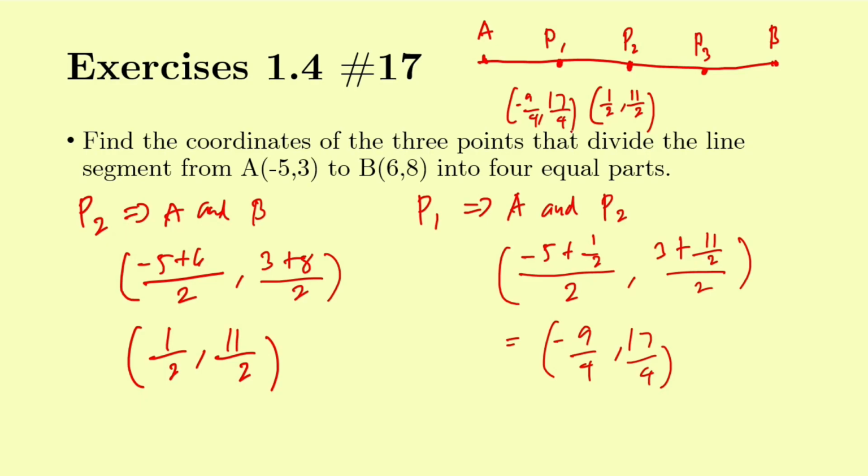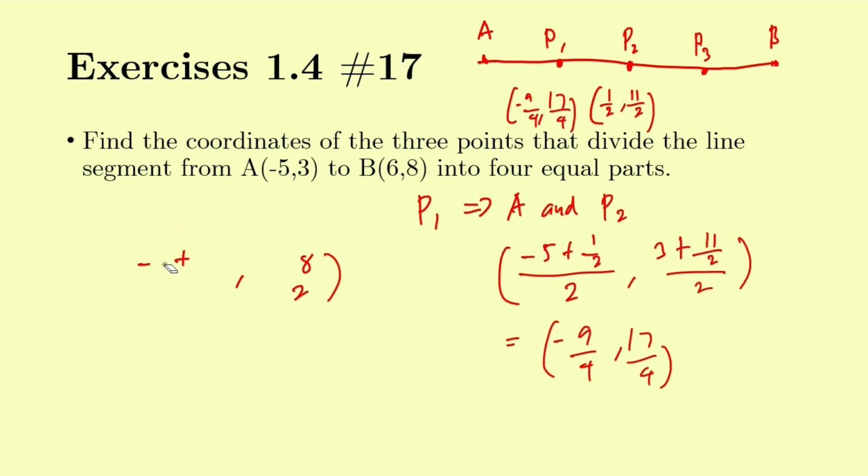Then, the last one, P3, we will use again the midpoint formula between P2 and B, point B. So, that is equal to 1 half plus 6.